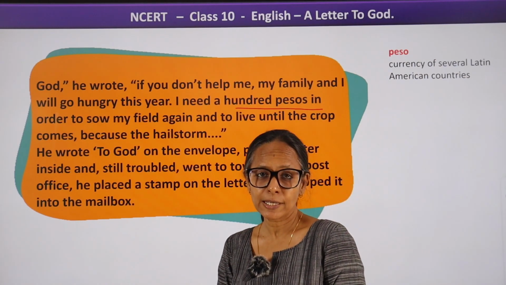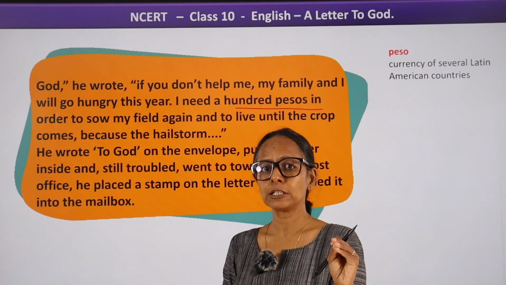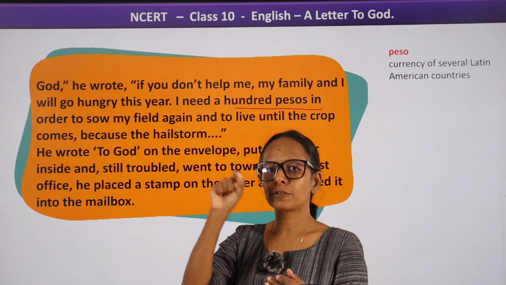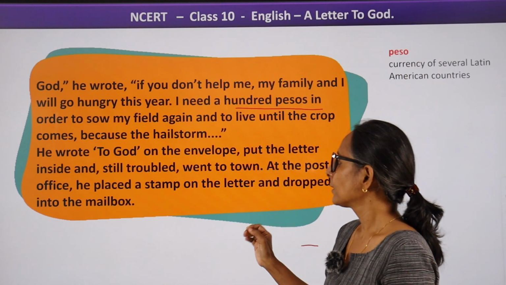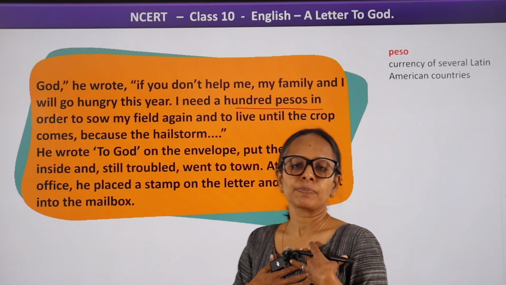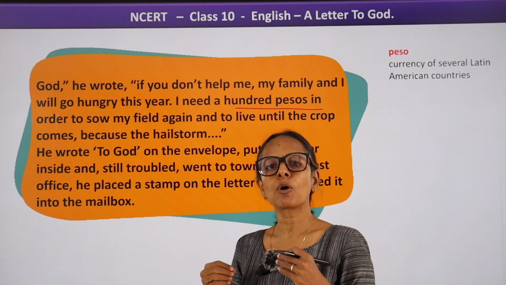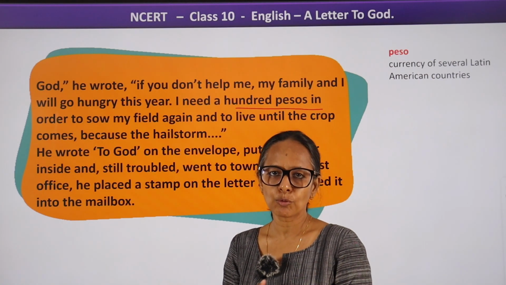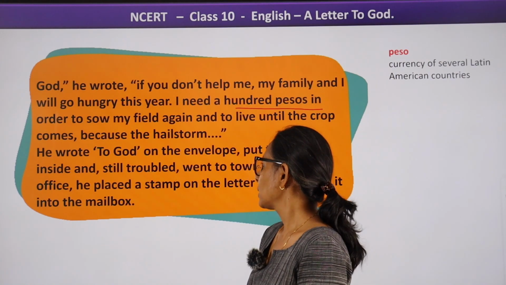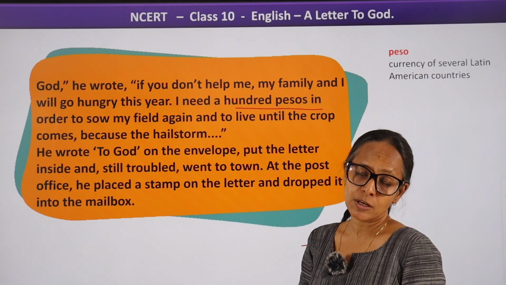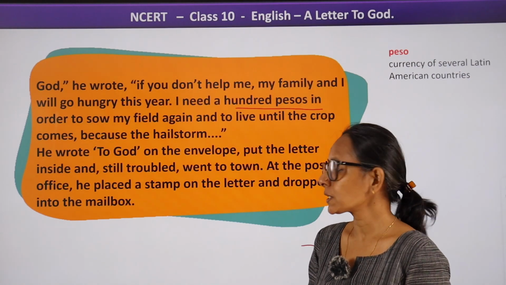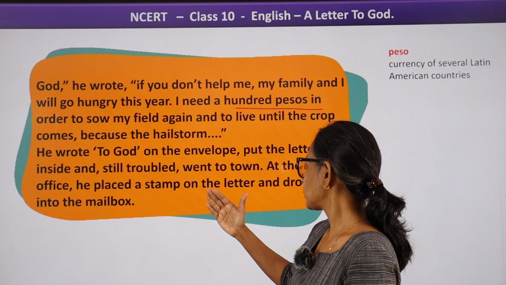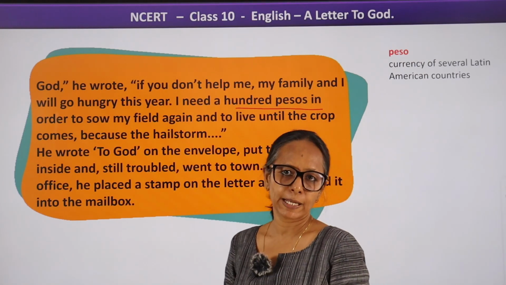What did Lencho do? Wrote a letter, addressed it to God, folded it, put it in an envelope on which he had written to God, and then still troubled, meaning even though he has written the letter to God, he still is really troubled inside. He is worried. What would he do? His family is going to be hungry. So he went to town. For what did he go to town? He had to post this letter. At the post office, he placed a stamp on the letter and dropped it into the mailbox.